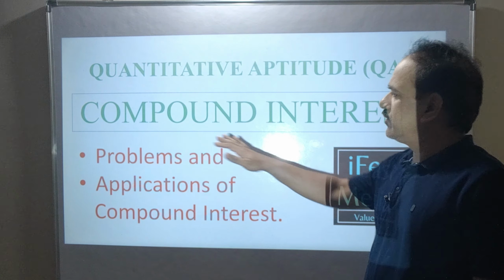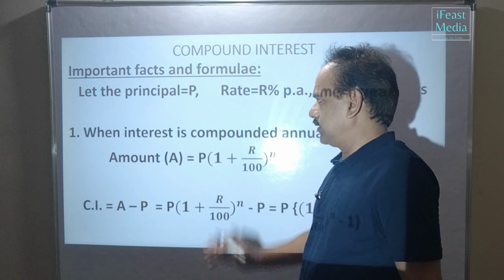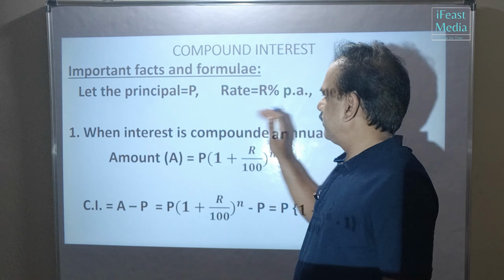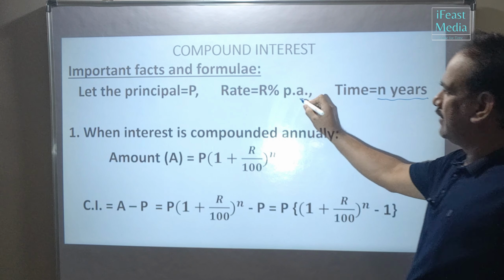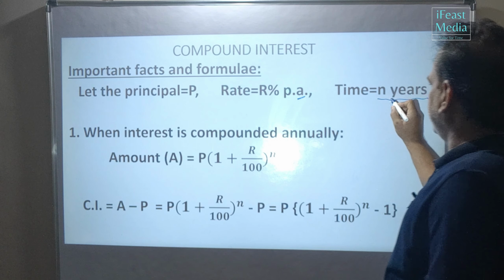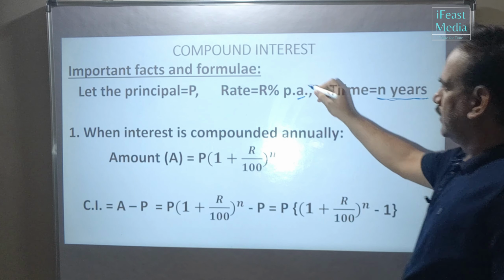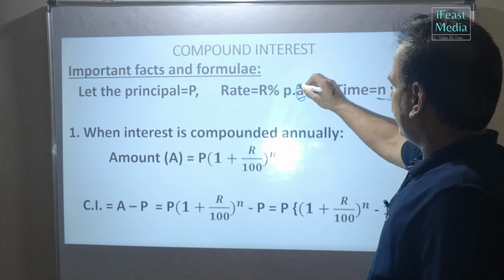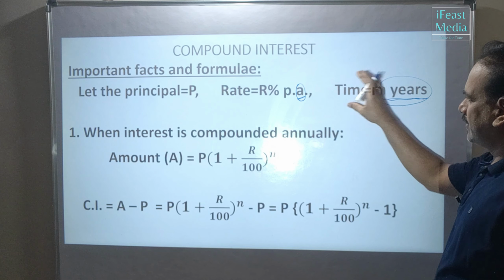In this class, we are going to learn the concept of compound interest and solve some problems on it. Now, the formula of compound interest. Here, P is the principal, R is rate of interest and N is number of years. Because it is rate of interest per annum, we take the time as N number of years. If it is rate of interest per half year, we should take N number of half years. How many half years are there in the given time? We should take that.